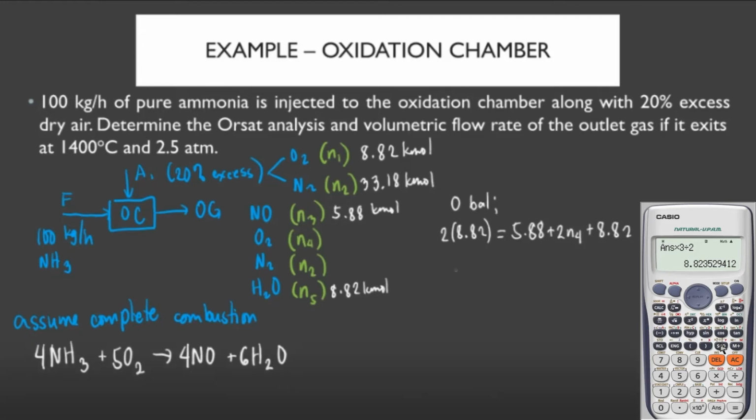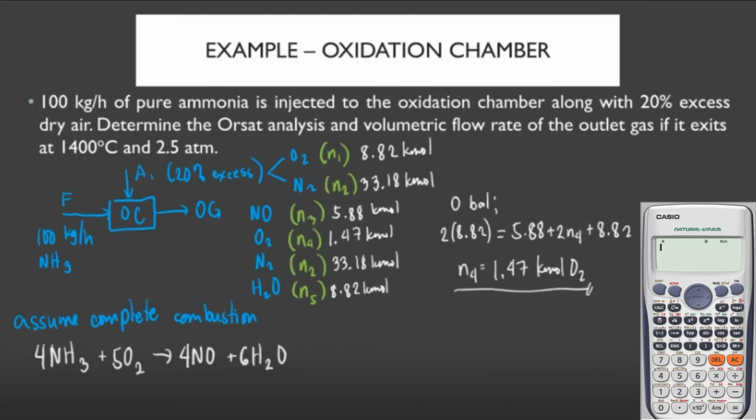Solving for N4, we have 2 times 8.82 minus 5.88 minus 8.82, and this is all divided by 2. Our N4 is 1.47 kilomole of O2. This is the amount of oxygen left in the oxidation gases after the process. Now that we have completed the composition of the oxidation gases, we can now proceed to answer the question.